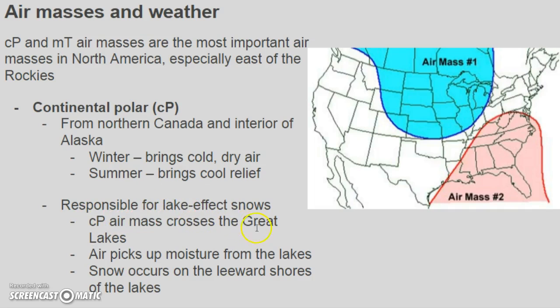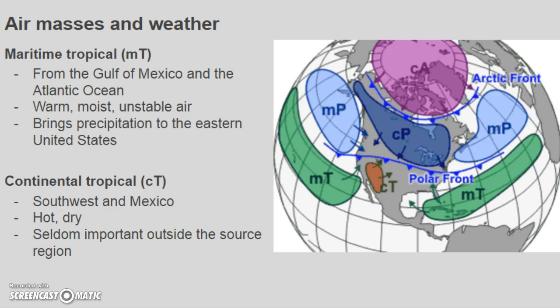Continental polar air mass crosses the Great Lake. So let's go back and look at the picture here. If we assume that the lake effect snow is coming from continental polar, the cold, dry air coming out of Canada is going to pick up moisture from the lake, and the snow is going to occur on the leeward side of the shores. So that's the far side, in the direction of the air mass movement, where it deposits the snow. We'll get into the lake effect snow very briefly toward the end of the lecture.